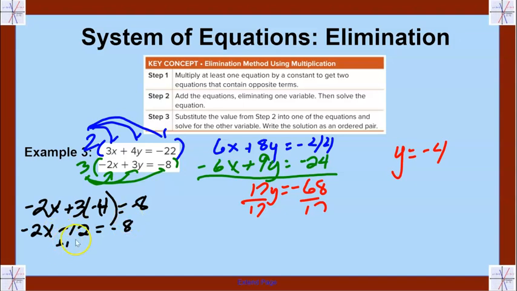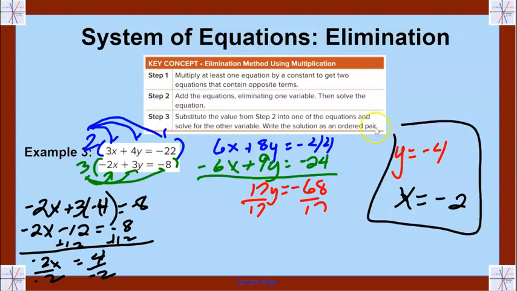I'm going to add 12 to both sides. Now I have negative 2x equaling a positive 4. To get x by itself, I'm going to divide by negative 2. I'm now left with x equaling a negative 2. So that is how you can use elimination to solve a system of linear equations.